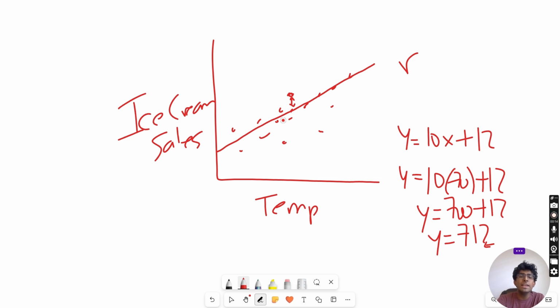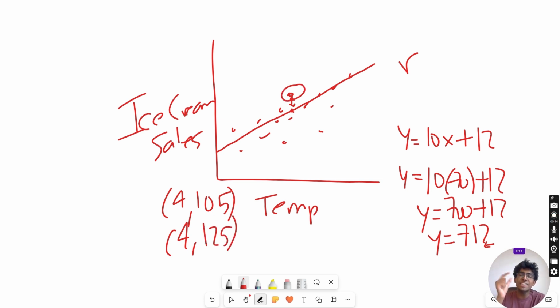But basically, let's say at this point, it's 4,105 on the best fit line, but in reality, this point up here, the actual data point is 4,125. So what's the difference between them? You're just subtracting the points here. It would just be your actual y minus your predicted y. So it would be 20, for example.